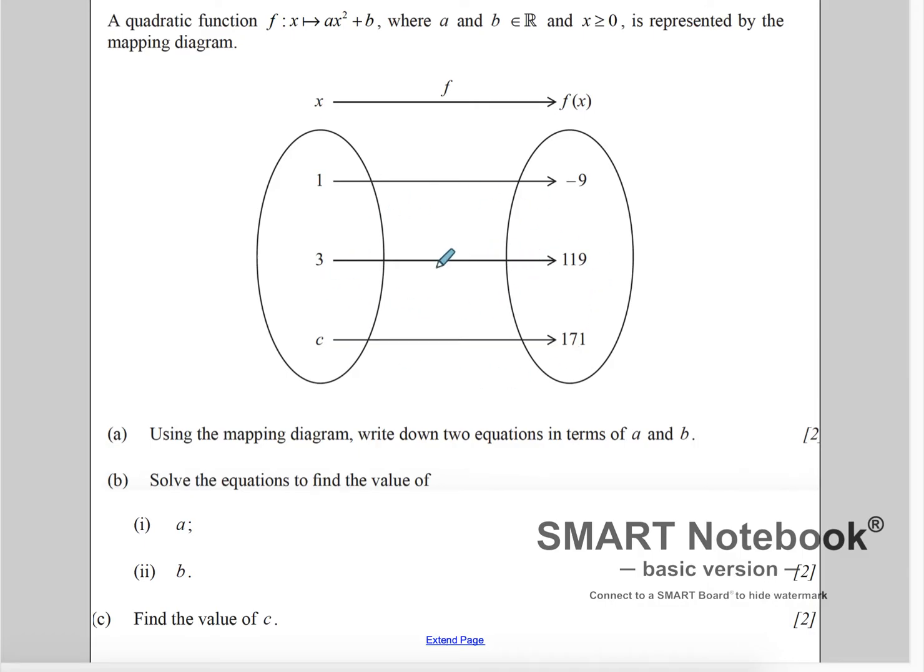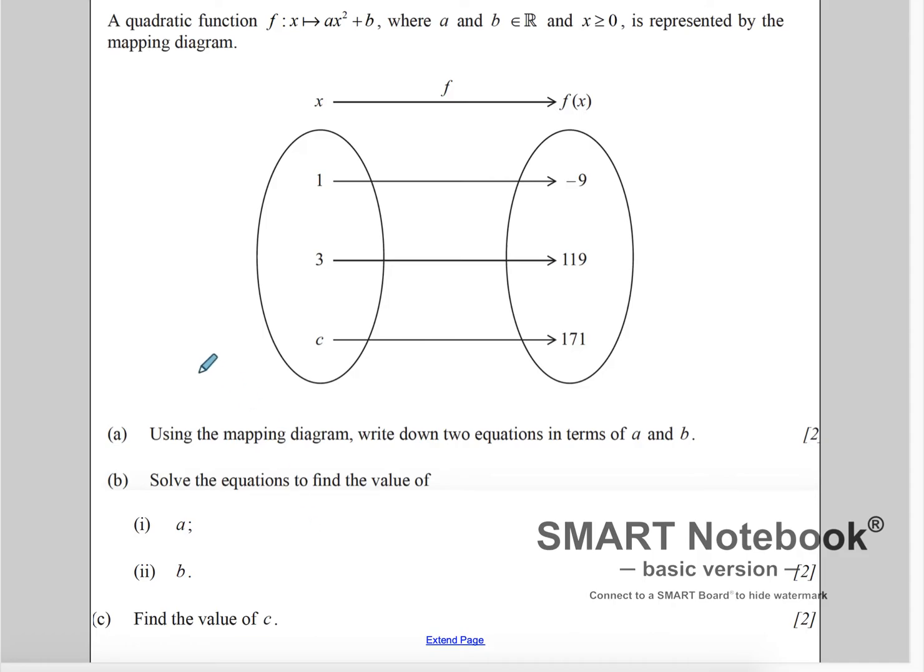This one gives you a function where you're looking at, okay, x goes onto f of x. If I plug something in, I'm getting these things out, right? So the only one they haven't given us is c. They've said some stuff about the mapping diagram: use the mapping diagram to write down two equations in terms of a and b. At first glance it looks kind of difficult or confusing, but it's really not that bad, because they're saying solve the equations to find the values of a and b.